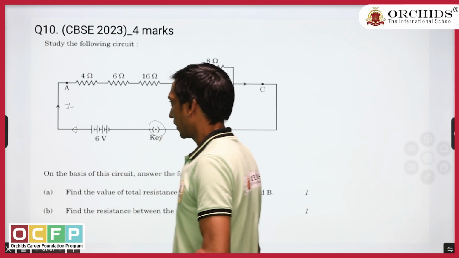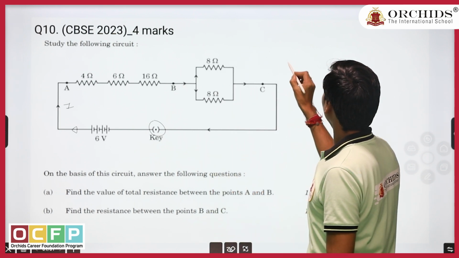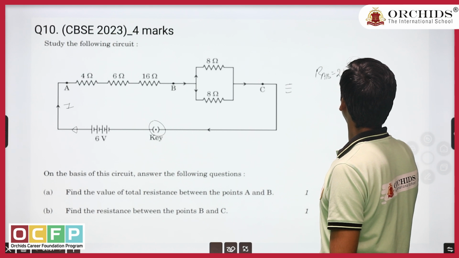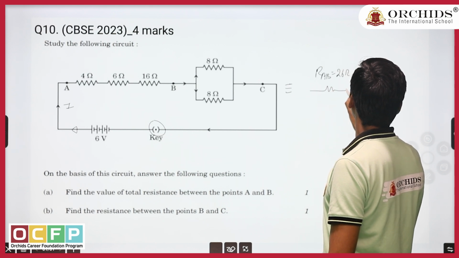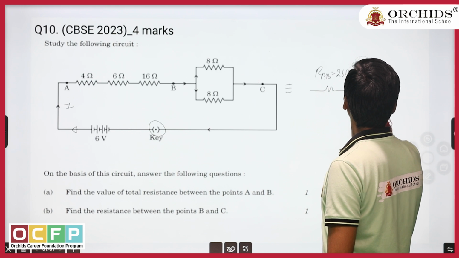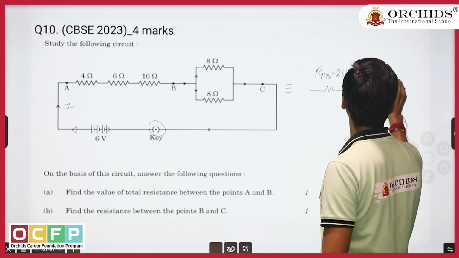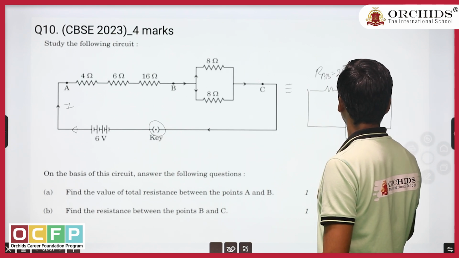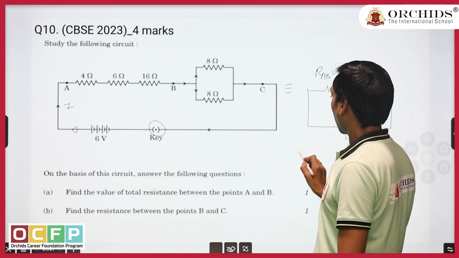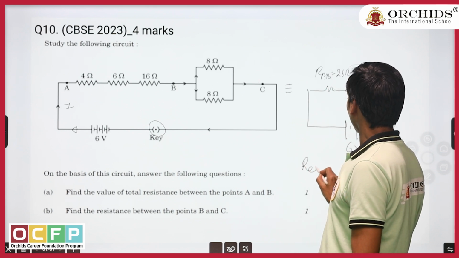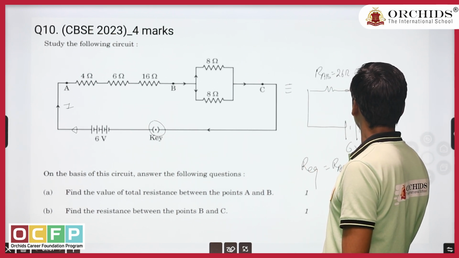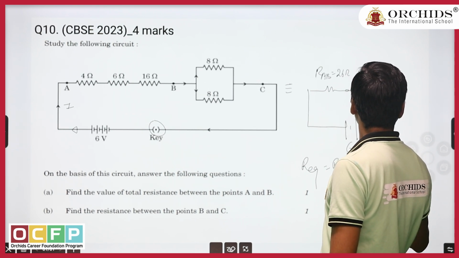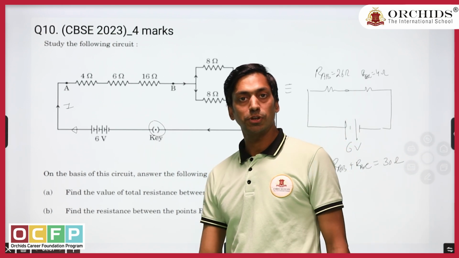Let the current I be flowing. We know that the equivalent resistance we got is RAB, which we calculated as 26 ohm, further connected in series with RBC, which is 4 ohm. This whole circuit is connected to a battery with a potential difference of 6 volt. Now RAB and RBC are in series, so R equivalent of the circuit is RAB plus RBC, that is 26 plus 4, which is 30 ohm.